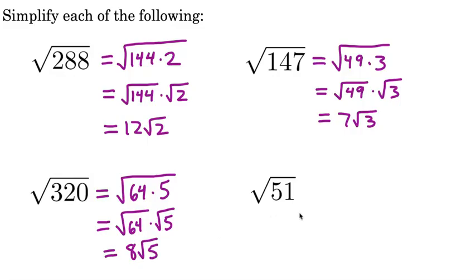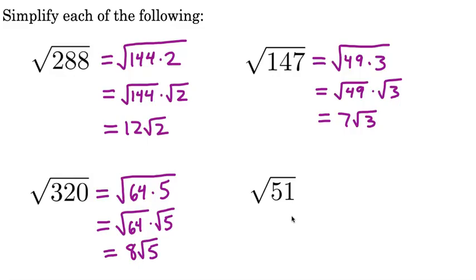Square root of 51. Okay, so divide 51 in half, we get 25.5. So first perfect square we try is 25. Not a factor of 51, we move down. 16, not a factor, we move down. 9, not a factor. 4, not a factor.